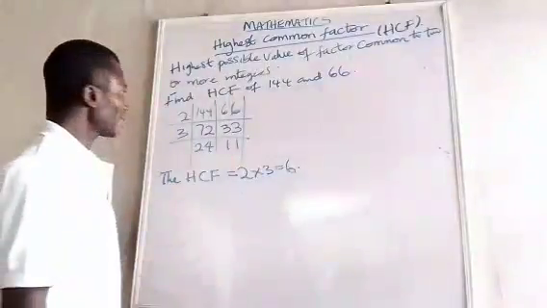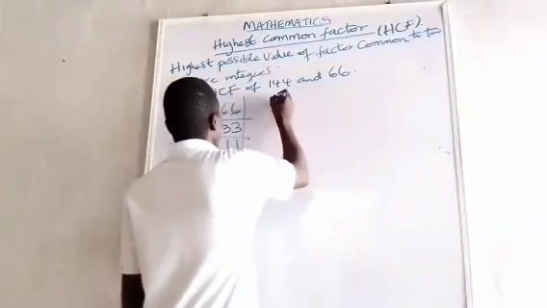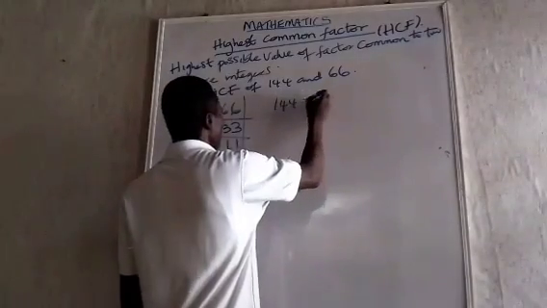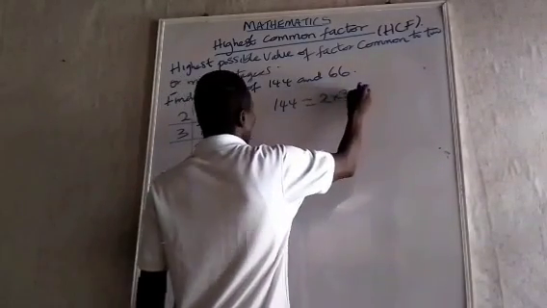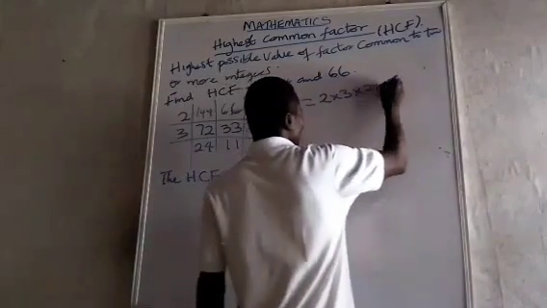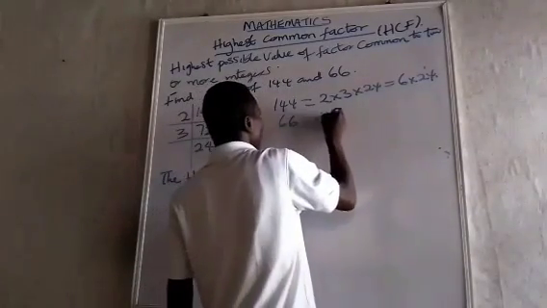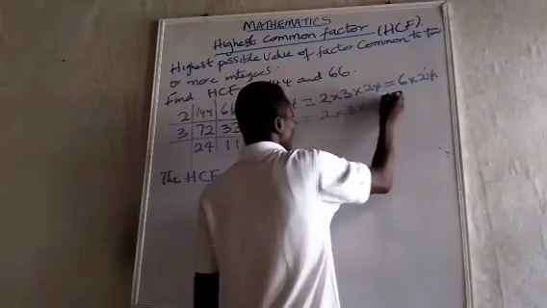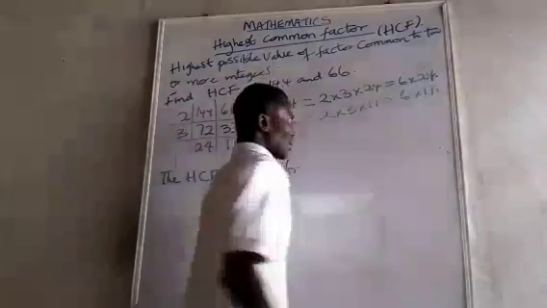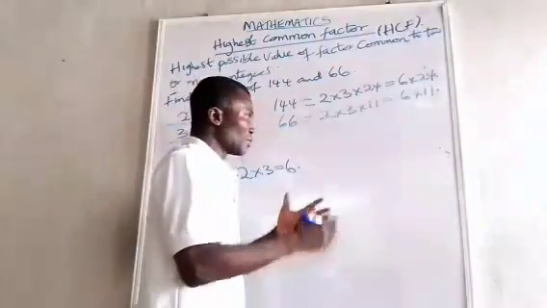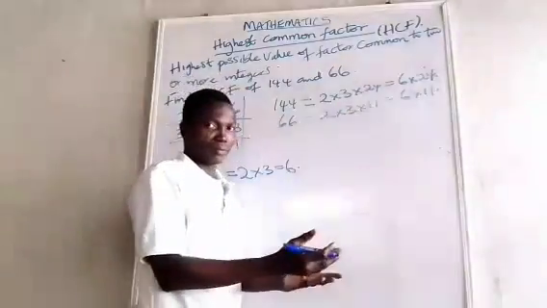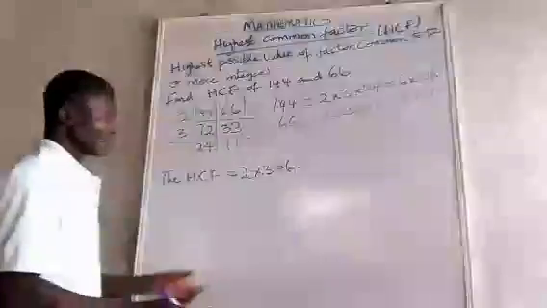Now, for explanation purposes, what does that mean? It means that 144 is equal to 2 times 3 times 24, which is equal to 6 times 24. 66 is equal to 2 times 3 times 11, which is 6 times 11. So you can see, 6 is the highest possible factor that is common to the two of them. So let's do one more.